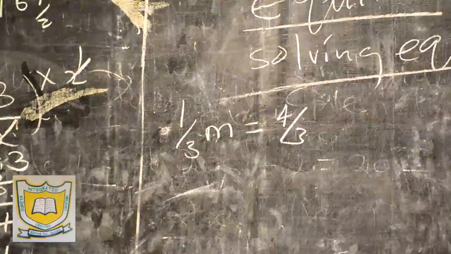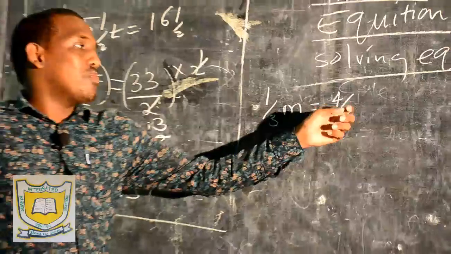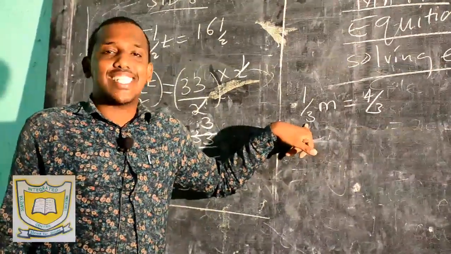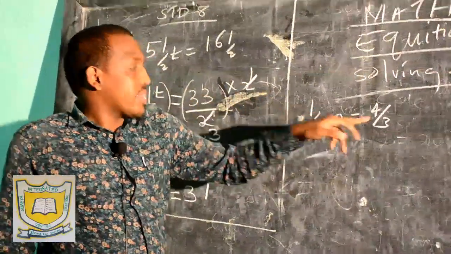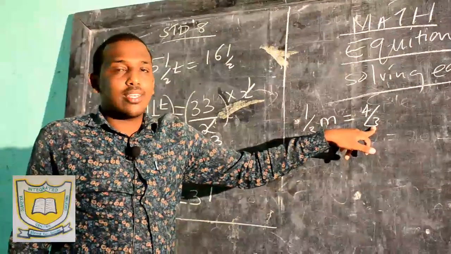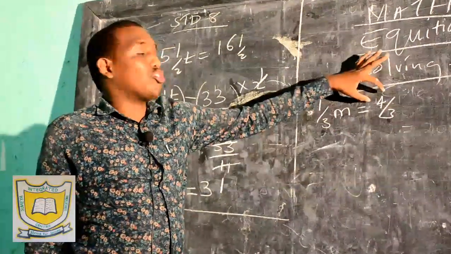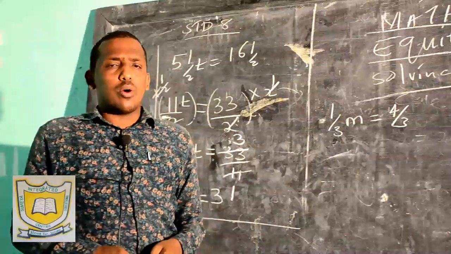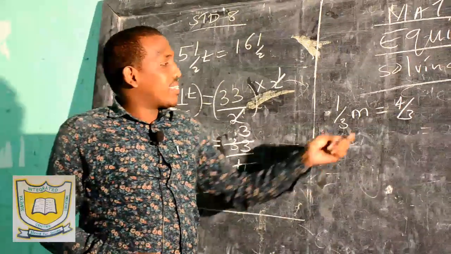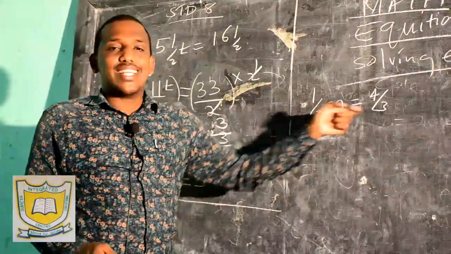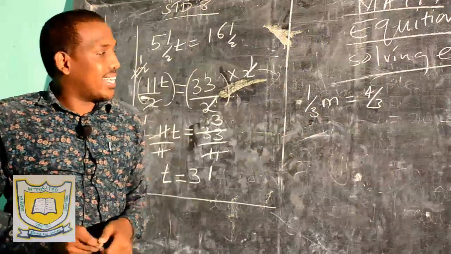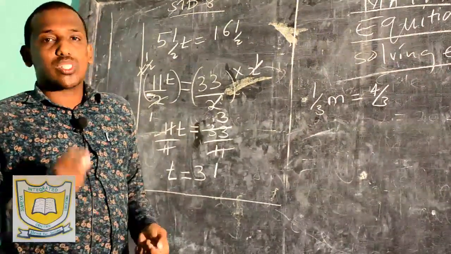What we do, we check the denominators. The denominator here is 3, 1 is the numerator. The denominator here is 3, 4 is the numerator. So we check the denominators 3, 3. The LCM of 3 and 3 is 3. So we multiply both sides by 3.